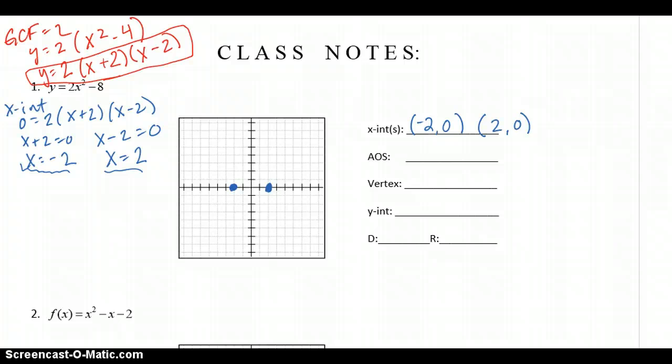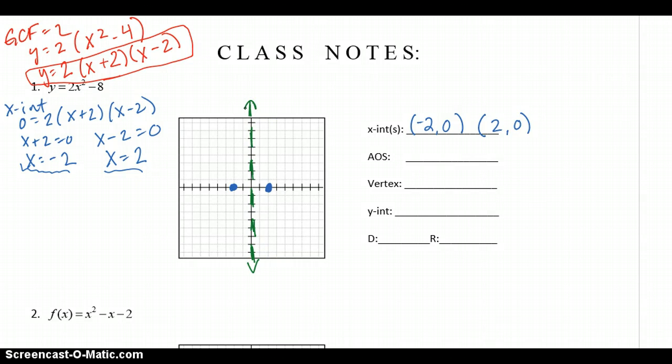So now that we know our x-intercepts, we want to find our axis of symmetry. And we said that has to cut this in half. So it also has to be right in the middle of our x-intercepts. So what's between negative 2 and positive 2? 0 is in the middle. So our axis of symmetry is going to go right along x equals 0, which in fact is the y-axis.